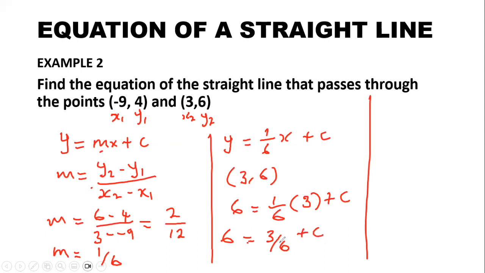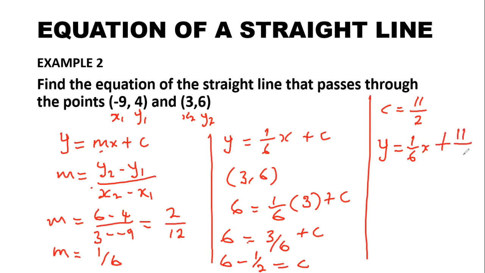Making c the subject, we have to send this across the equal sign. So 6 minus 3 over 6, which can be simplified to 1 over 2, is equal to c. So if we simplify this, then it means that c is equal to 11 over 2. Then it means that the equation of the straight line is y equal to 1 over 6x plus c, but we found the value of c to be 11 over 2. And this is the equation of the straight line.